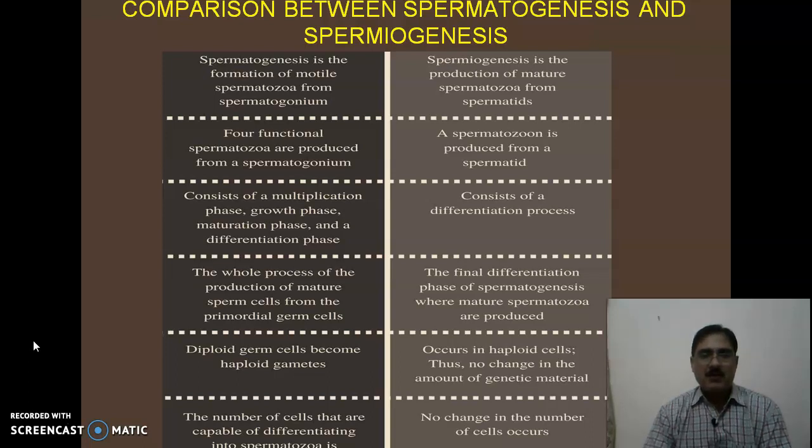In the case of spermatogenesis, the diploid germ cells become haploid gametes, while spermiogenesis occurs only in haploid cells and there is no change in the amount of genetic material. In spermatogenesis, the number of cells that are capable of differentiating into spermatozoa is increased, while in spermiogenesis there is no change in the number of cells because only differentiation takes place.